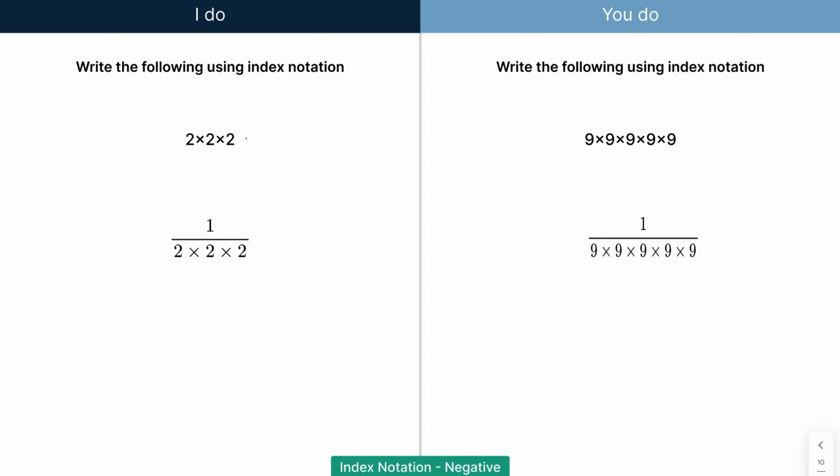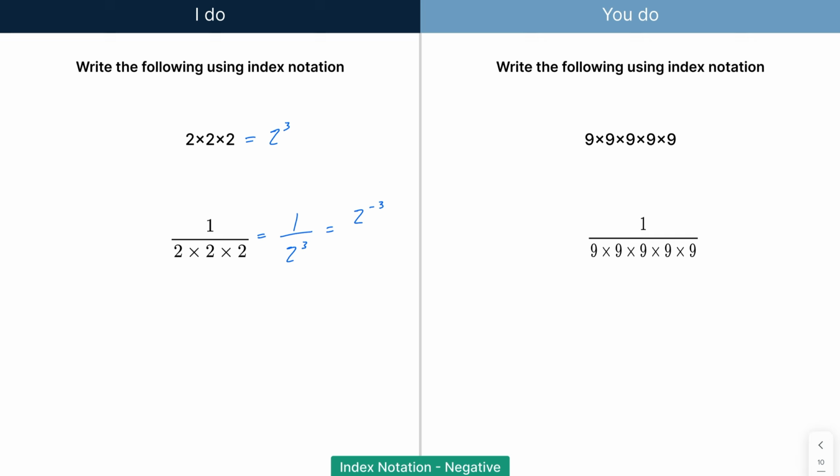So the way we write this in index notation is 2 to the power of 3. Okay, so that is 2 cubed. And if I look at this one down here, I would write this as 1 over 2 cubed. Now this can be written like this. Okay, that is your negative indice there. So that and that are exactly the same. All that minus sign there means is 1 over.